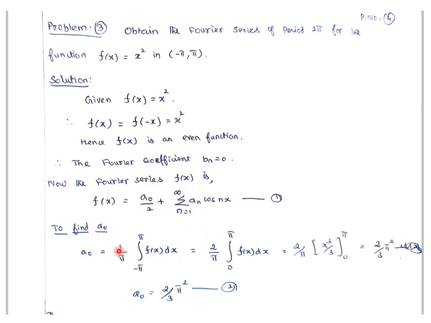Bn is already 0. Therefore, to find a0, equal to 1 by pi integral minus pi to plus pi f of x dx. This function f of x is an even function. Therefore, minus pi to plus pi will become 2 into 0 to pi f of x dx. Here our f of x is equal to x square. Therefore, after integrating, it becomes x cube by 3. Limit is 0 to pi. Therefore, 2 pi square by 3 is the value for a0. a0 equal to 2 divided by 3 into pi square. Next, our aim is to find an.